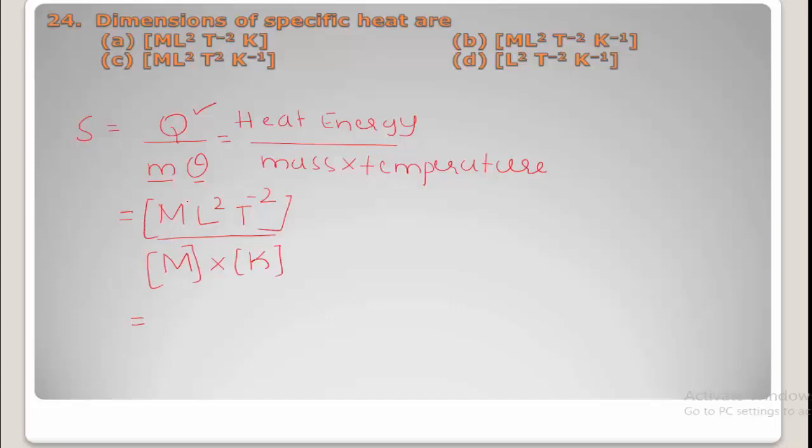So these are the dimensions for the three terms. Simplify this. M dimension gets cancelled. So the remaining is L squared T raised to minus 2 K raised to minus 1. This is the dimensional formula for specific heat. So the correct answer is option D. L squared T raised to minus 2 K raised to minus 1 is the dimension for specific heat.